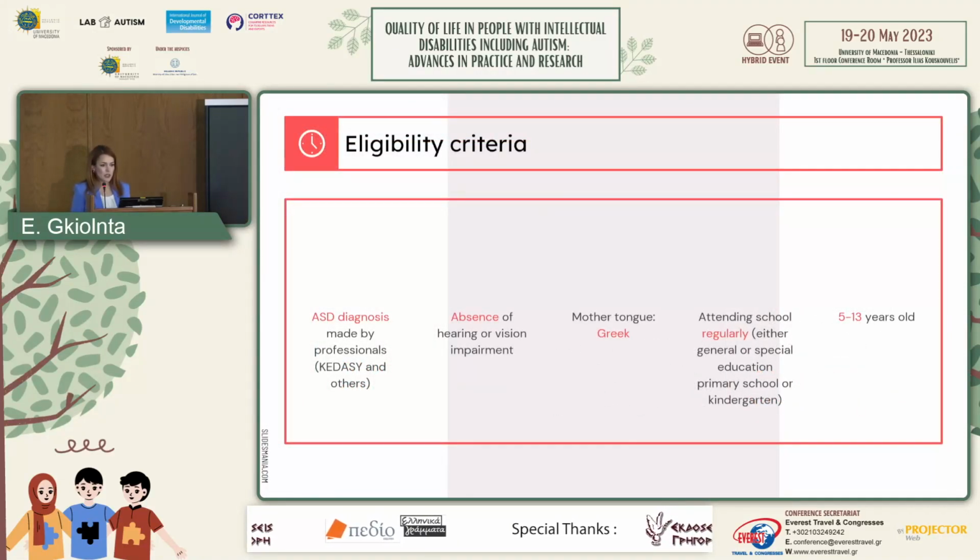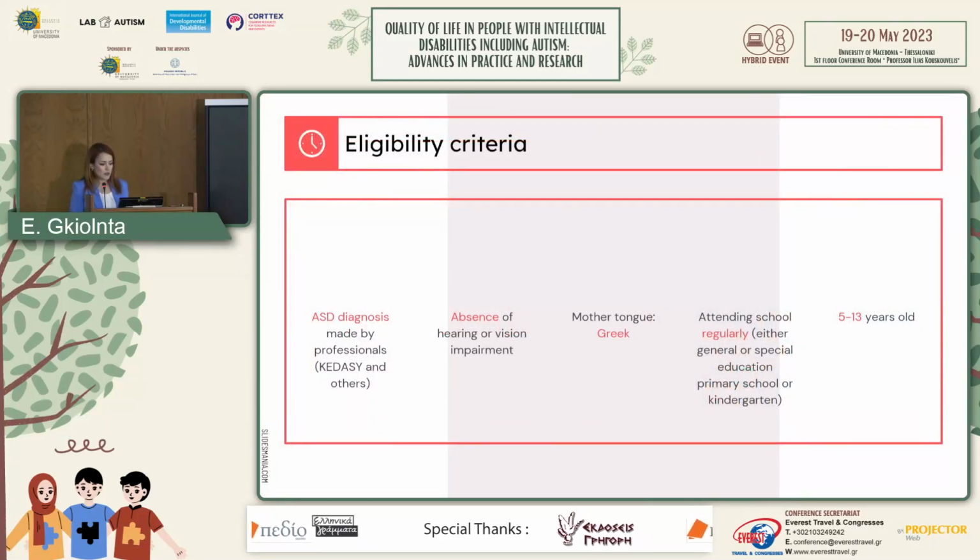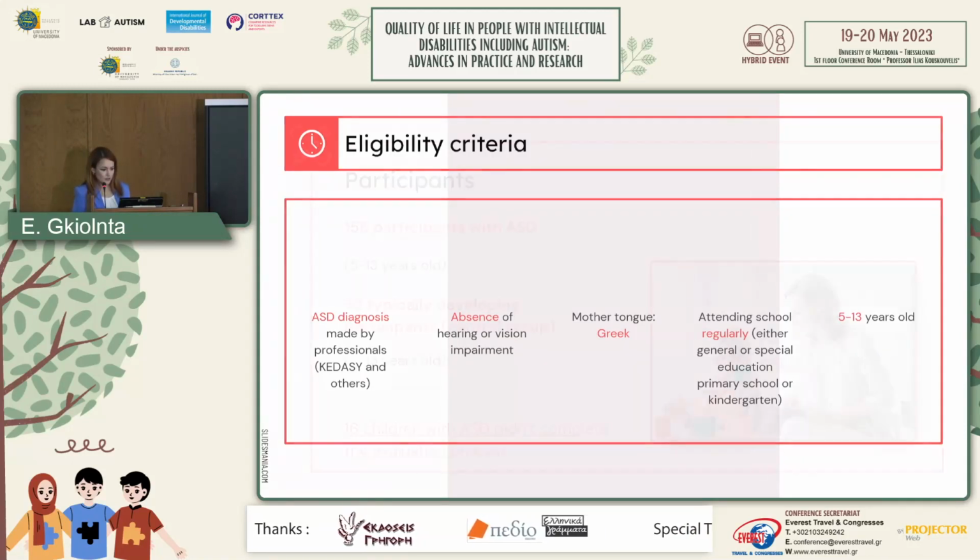So the eligibility criteria for the participation in the research were an ASD diagnosis made by professionals, Kedasi and others. Absence of hearing or vision impairment, that was very crucial. Mother tongue had to be Greek. Attending school regularly without interruptions would be the best. And for the children to be between 5 and 13 years old.